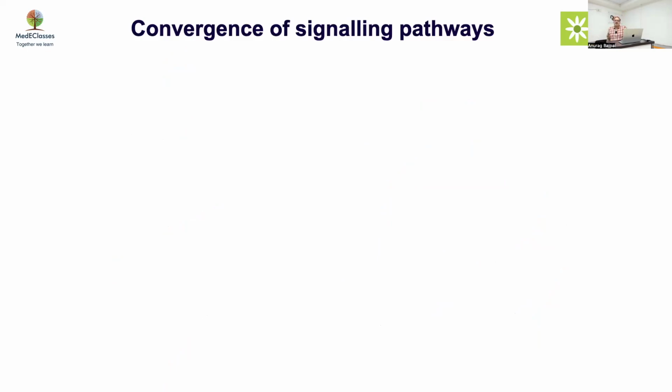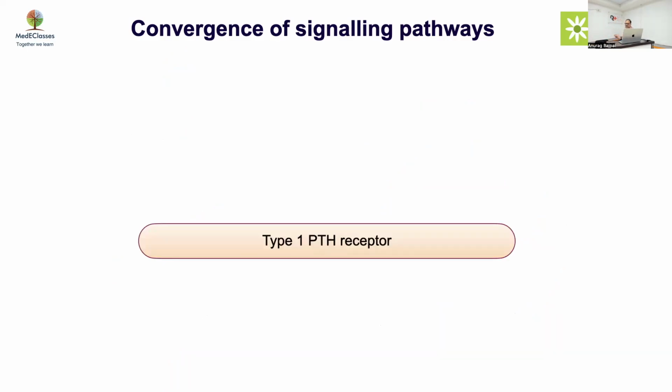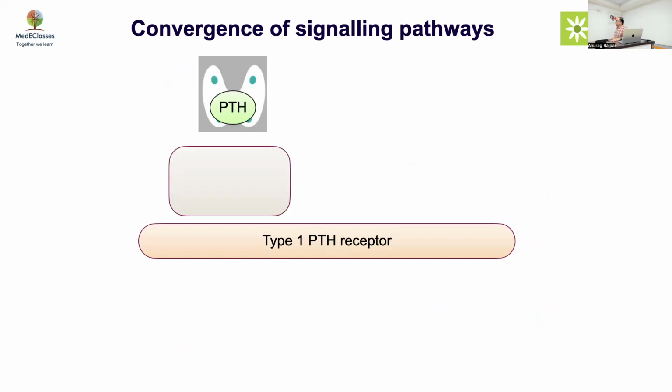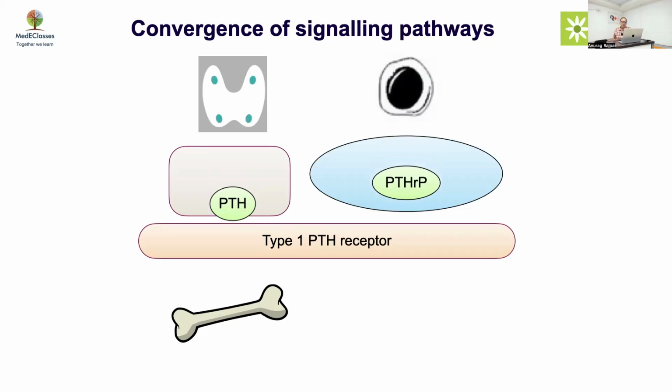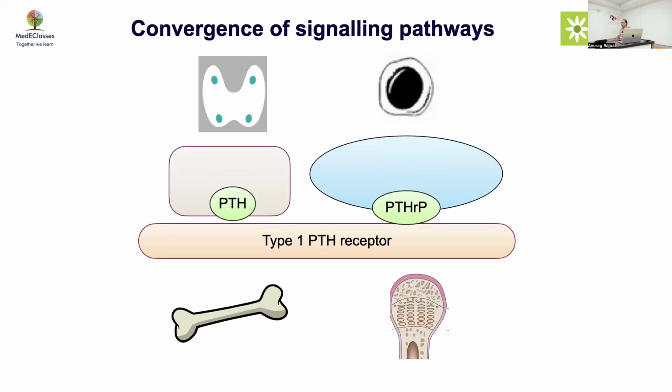If you remember allelic heterogeneity and locus heterogeneity, which we discussed in genetics, there is also some sort of convergence of signaling pathways. The classical example is the type 1 PTH receptor. So PTH basically acts on the type 1 PTH receptor to largely regulate calcium metabolism, calcitriol production and phosphorus reabsorption, while the PTH-related peptide is an antenatal paracrine factor, which is very, very important to mediate chondrocyte growth.